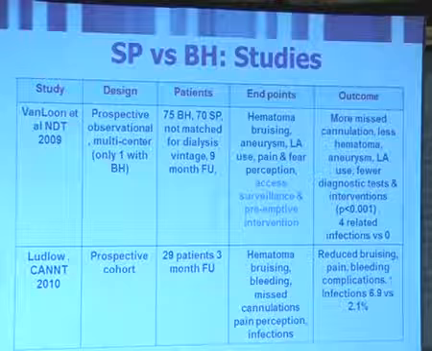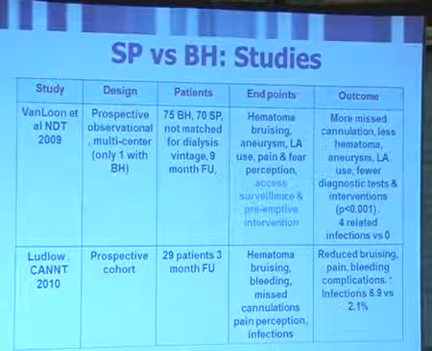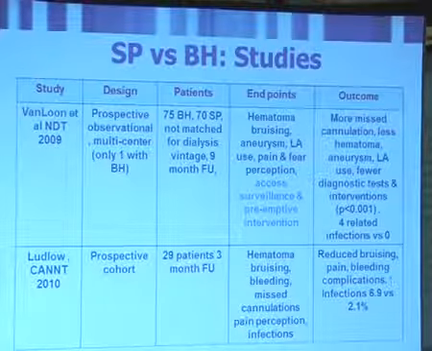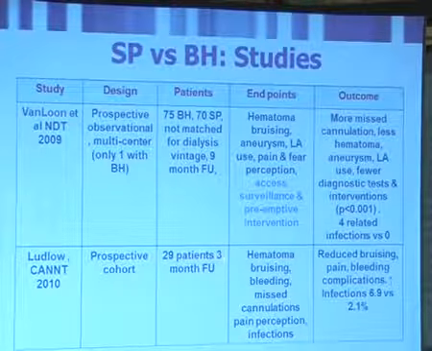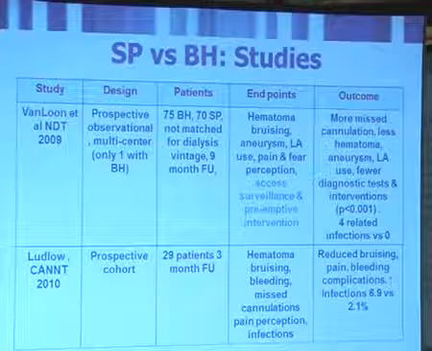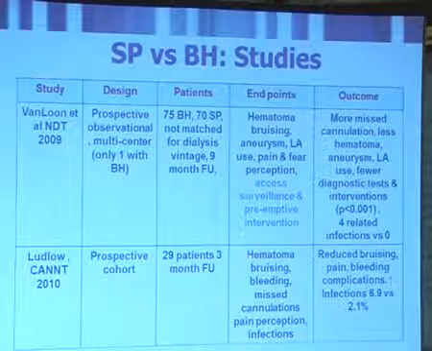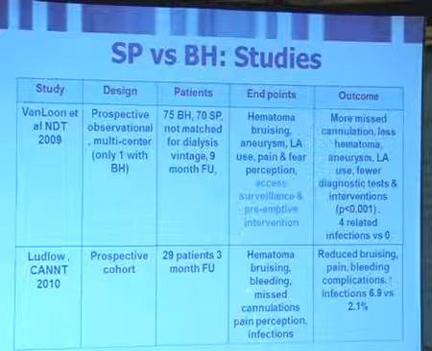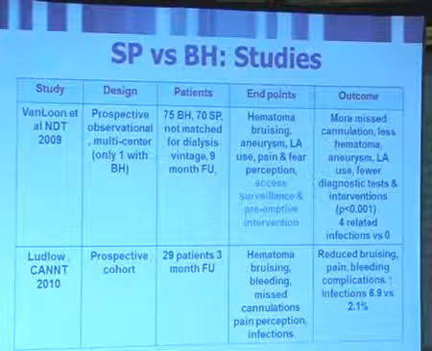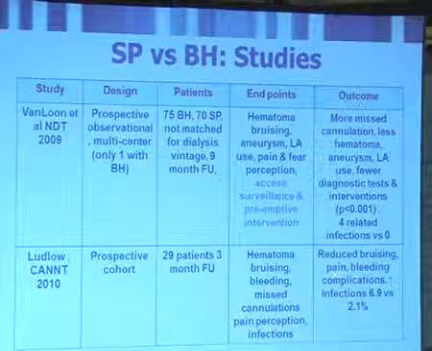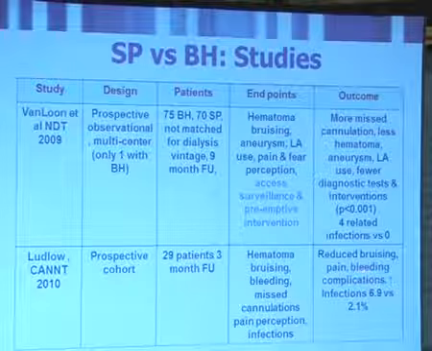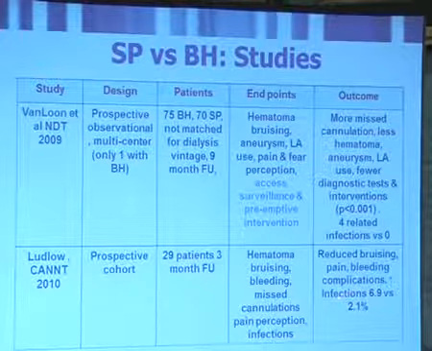Subsequently, we had a prospective cohort study from Canada, published in 2010, looking at 29 patients who were shifted to buttonhole technique and following them up for 3 months. They again looked at the hematoma formation, bruising, bleeding, missed cannulations, pain perceptions, and infections. The results again were decreased bruising, decreased pain, decreased bleeding complications, however, a 3 times increased risk of infections.